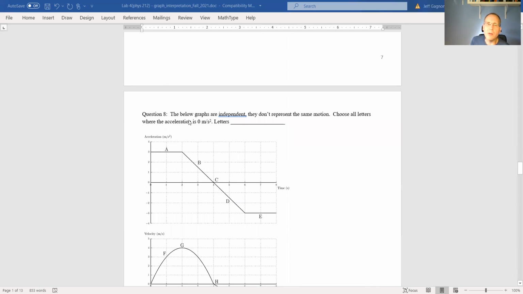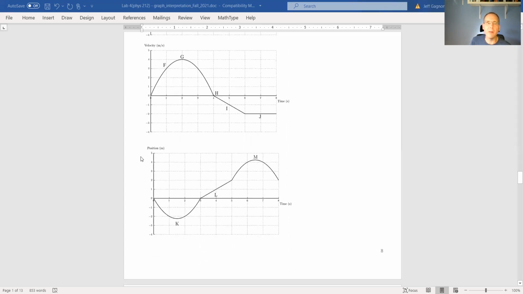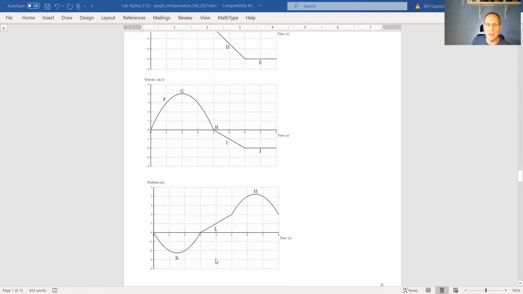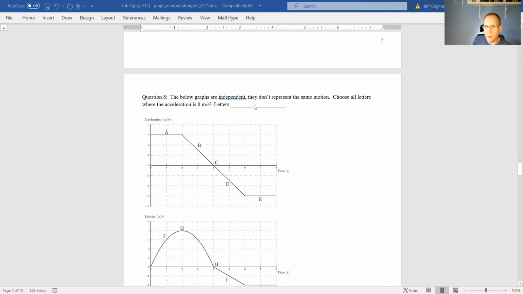So I want you to choose all the letters where the acceleration is 0. So in other words, if you have an acceleration versus time graph, what does it mean for the acceleration to be 0, right? Find the letter or letters that represent that. If you have a velocity versus time graph, what does it mean for the acceleration to be 0? And then finally, if you have a position versus time graph, what does it mean for the acceleration to be 0? So you're just indicating the letters where the acceleration is 0. And I'll give you a hint. For all 3 of these graphs, you're going to come up with 4 letters here.